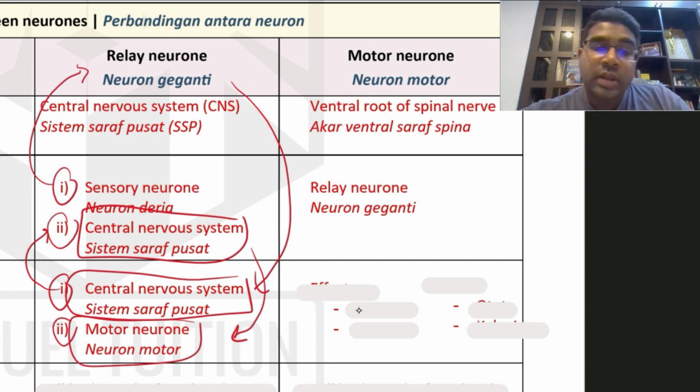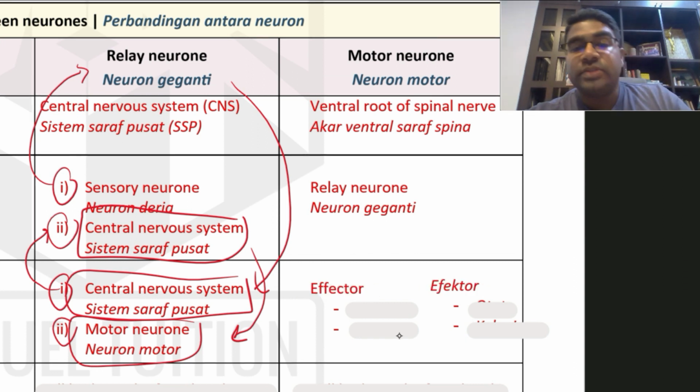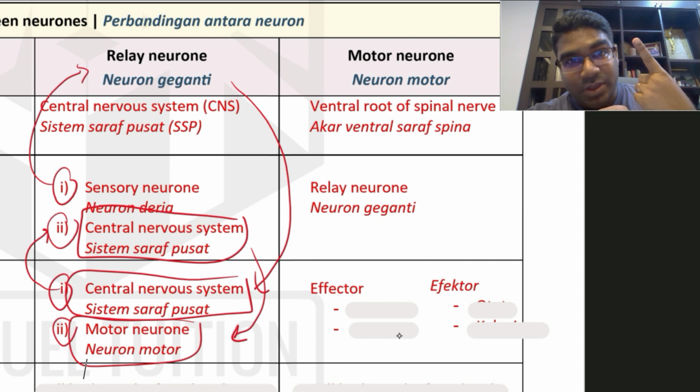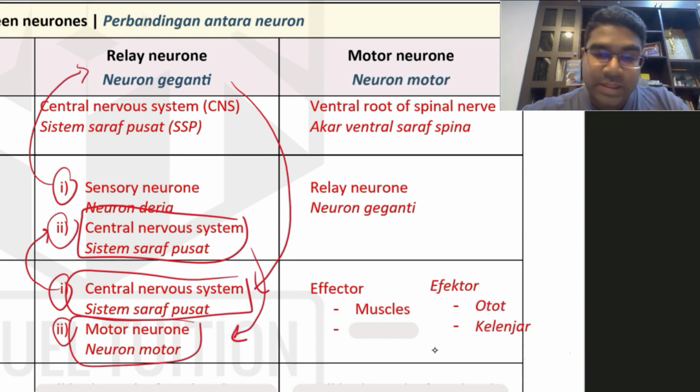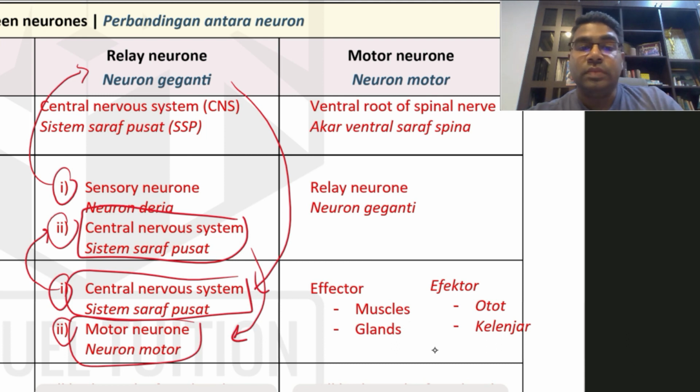Neuron motor ni akan hantar kepada effector. It sends to the effector. So, macam kita sudah buat tadi, we've already done earlier, isn't it? What are the 2 effectors? Muscle, otot, and kelenjar. It is glands. Okay, so kelenjar ini kita akan belajar nanti hujung tajuk. We will learn at the end of the topic.